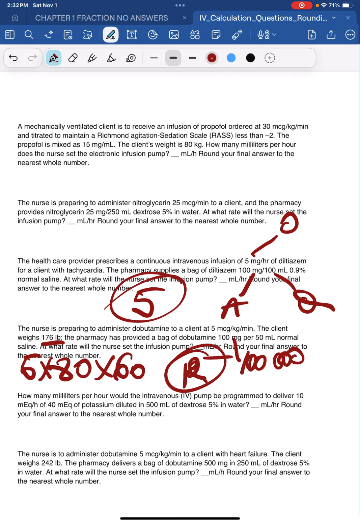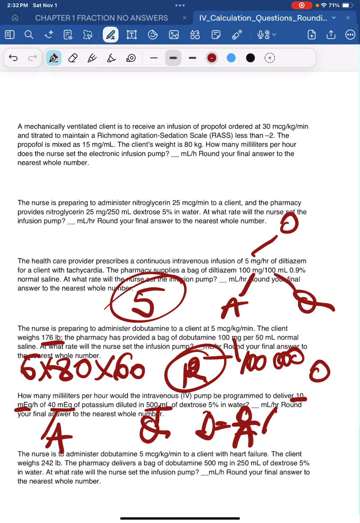Let's look at the next one. The next one, which one you got? You got 10 mcg. Then you have 40 mcg diluted in 500 ml. So 10 mcg per hour, that is your order. This is your quantity. That one is your available. Do your thing. Your dosage equals order times quantity divided by available.